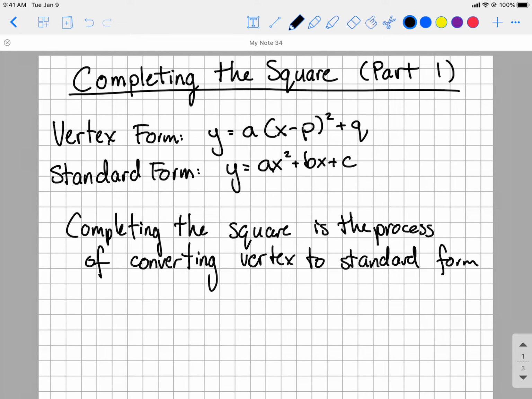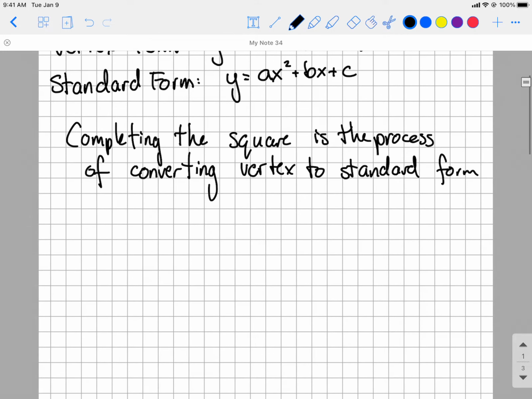So let's start with an example. And we'll go with y equals x squared plus 6x plus 5. Depending on the polynomial that you're dealing with, completing the square might be a little bit easier or a little bit harder. So for the more complicated ones, we're going to need a couple of extra steps, but we'll cover that in a different video.